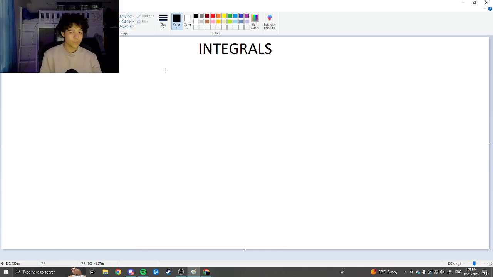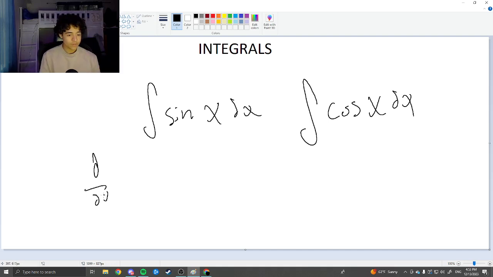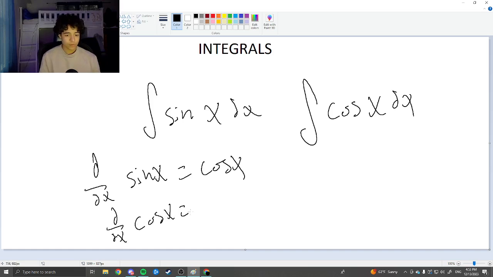Last thing we have to cover for this is the integral of sine x and the integral of cosine x. You know that when you derive sine, you get cosine. And when you derive cosine, you get negative sine. So if you're integrating, it's the opposite. If you're integrating cosine, you get sine. And if you're integrating sine, you get negative cosine, because they're just flipped. Or if you're integrating negative sine, you get cos, which you just flip.